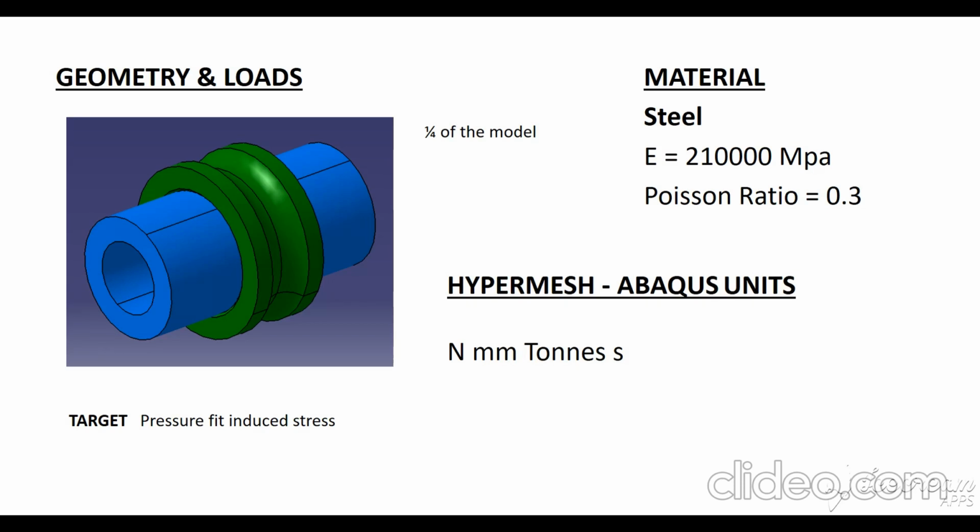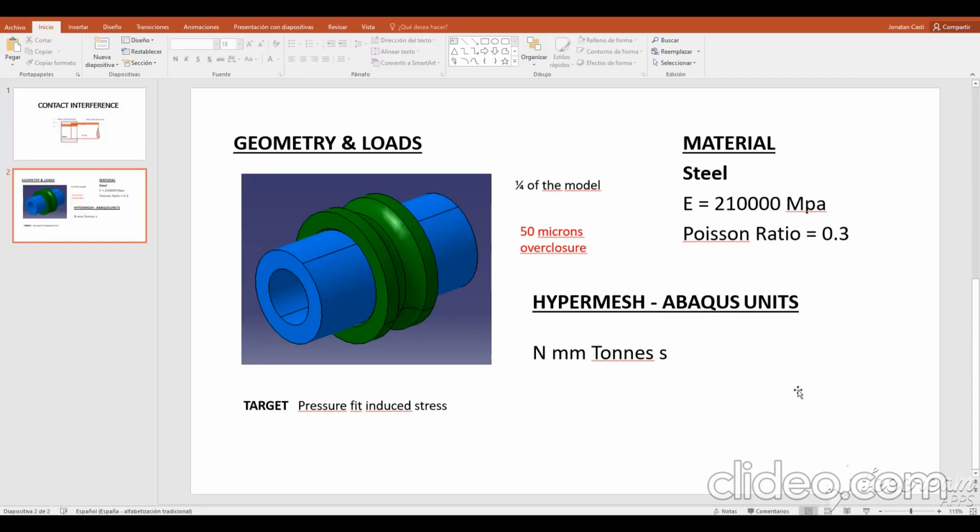Also, we are going to use 1/4 of the model thanks to the symmetry. Material will be steel for both components, and the target will be the pressure fit induced stress. The units I'm going to use will be newtons, millimeters, tons, and seconds. So yes, 50 microns overclosure. Let's start now.